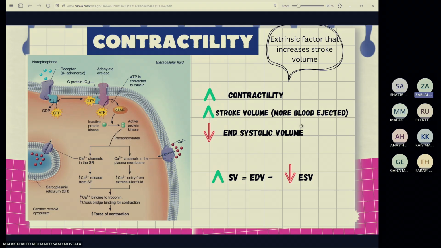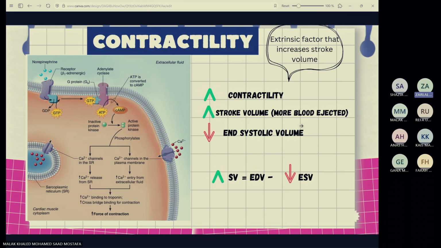Basically, the whole point of this is to increase the amount of calcium released. When there's a lot of calcium, calcium will bind to troponin, and more cross bridges will bind for contraction, and force of contraction will increase. So contractility depends on the amount of calcium. It's an intrinsic factor, and it does increase stroke volume. When there's increased contractility, stroke volume will be increased.